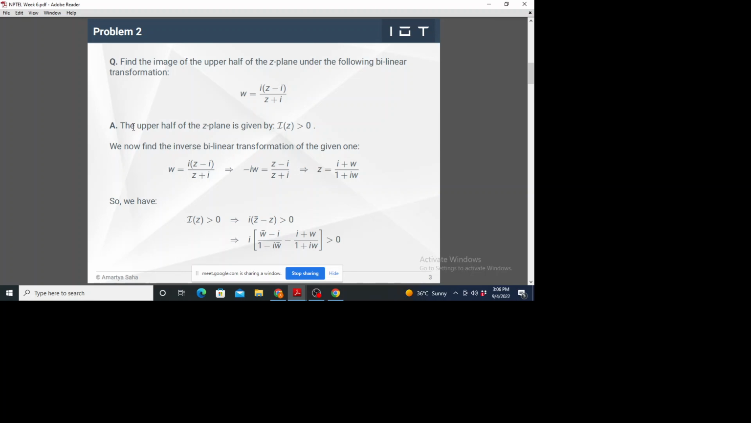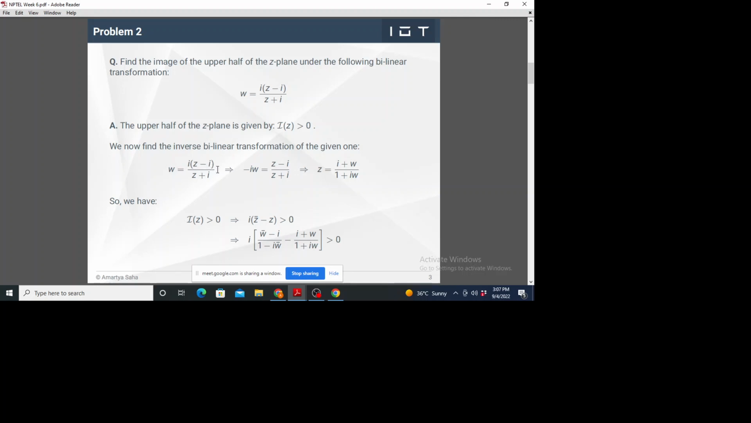What is the upper half of the Z plane? All complex numbers that lie on the upper half plane have imaginary part greater than 0. So the upper half plane is given by imaginary Z greater than 0. Now let us consider the bilinear transformation.